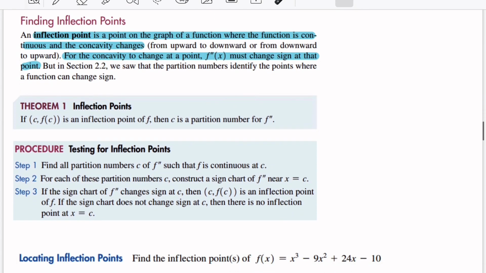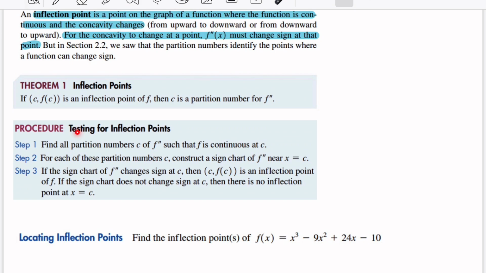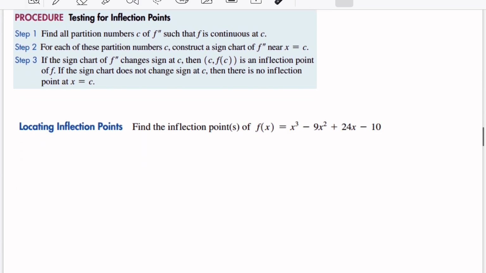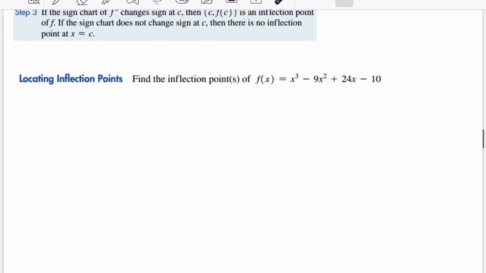All right, so that brings us to this procedure for testing for inflection points. The first step is to find all partition numbers c of f double prime such that f is going to be continuous at c. Then for each of these partition numbers, we want to construct a sign chart near that number c. If our second derivative changes sign at c, then we'll have an inflection point. And if it does not change sign at c, then there is no inflection point. All right, so let's do this procedure for this example here.